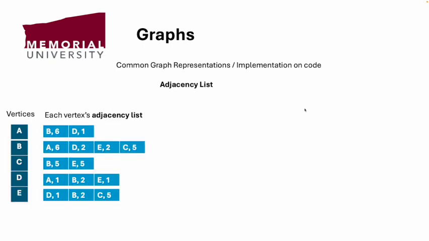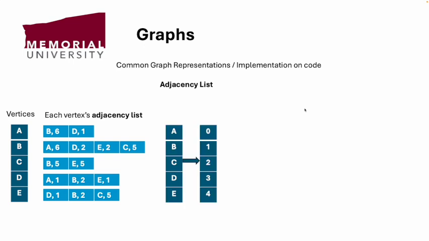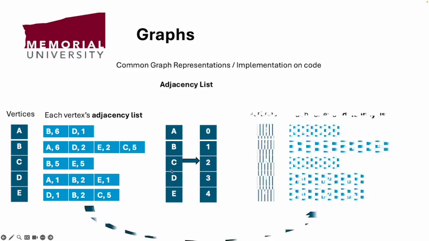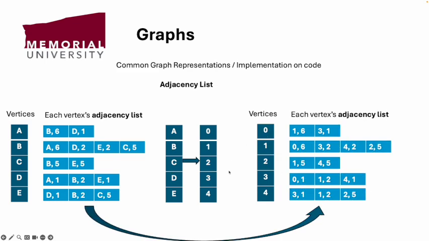Okay, let's see how to implement this in code. We need to convert A, B, C, D, E into indices, similar to before. We label them as 0, 1, 2, 3, 4. Then we change the corresponding vertices to numbers, so it's easy to deal with on the graph itself. For example, B changes to 1, D changes to 3, and so on.